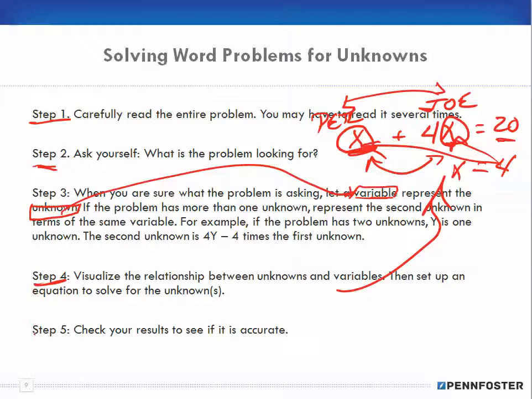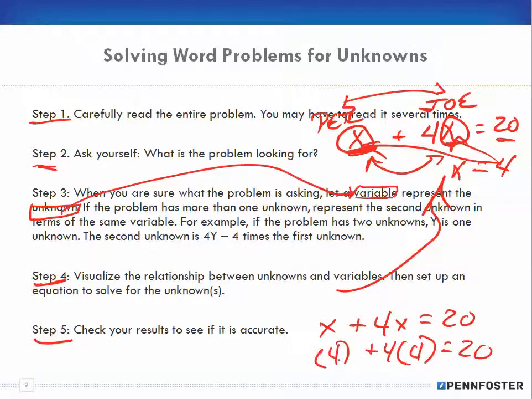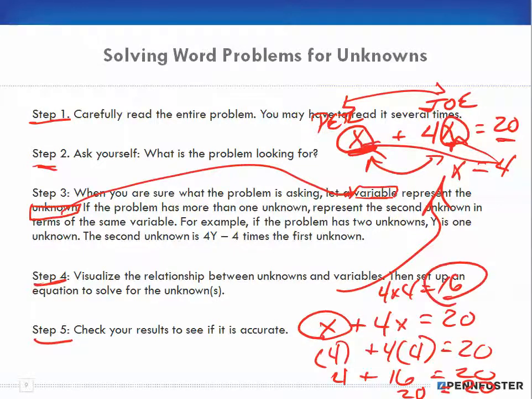Then step 5, check your results to see if it is accurate. Well, if I have x plus 4x is equal to 20, and we know x is 4, so that's 4 plus 4 times 4 is 20, so 4 plus 16 is equal to 20, so 20 is equal to 20. We know that Pete has 4 because x is equal to 4, and we know that Joe has 4 times 4, or 16. Check your results to see if they're accurate.